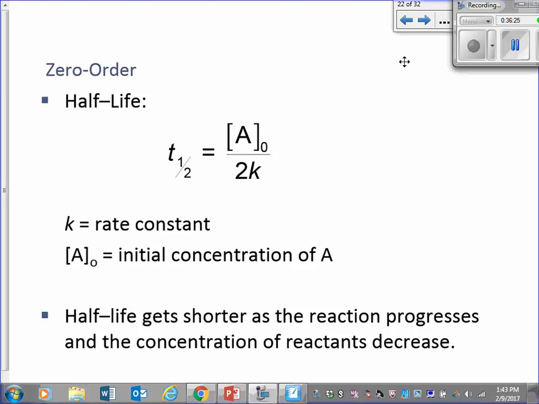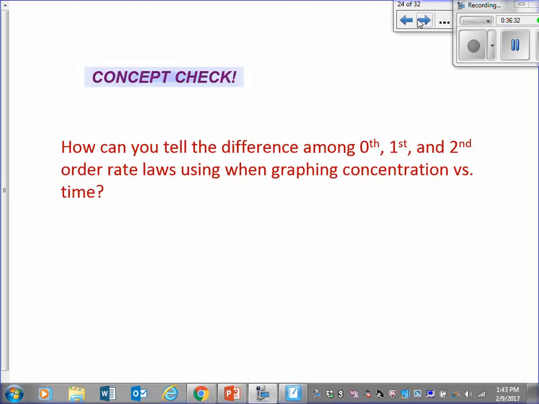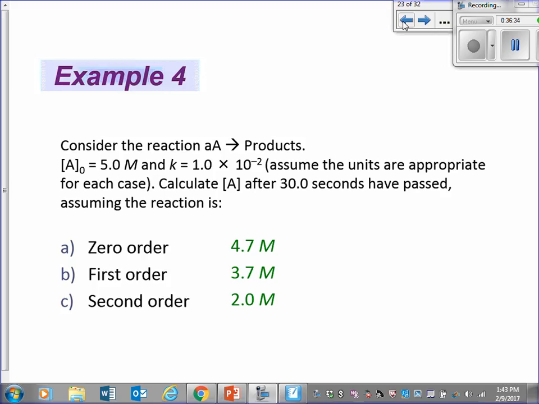Okay, so sample 4 here. Try to ignore the answers already, but see if you can work and figure them out as you're using the different equations. Okay?